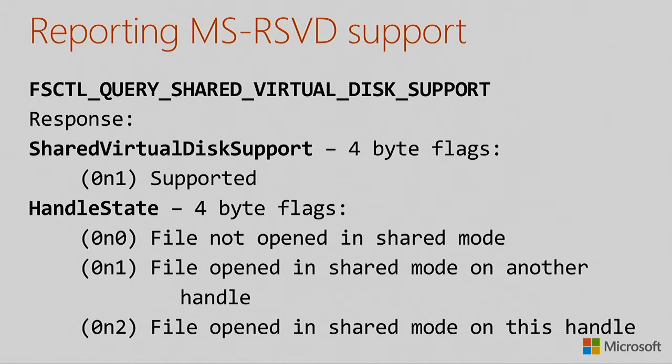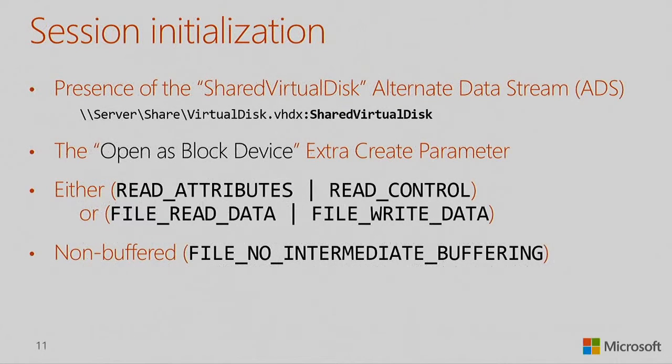Okay. So you've done that. You've reported that you support it, which is great. You move on. Okay, so let's talk about what happens when you create a file. Okay, so I'm going to open a file in shared mode. Okay. It's a create file request. It's a normal SMB2 create file request with a couple slight key things.